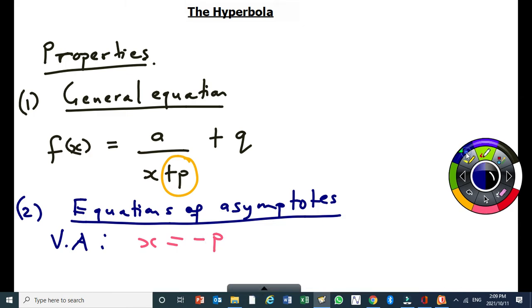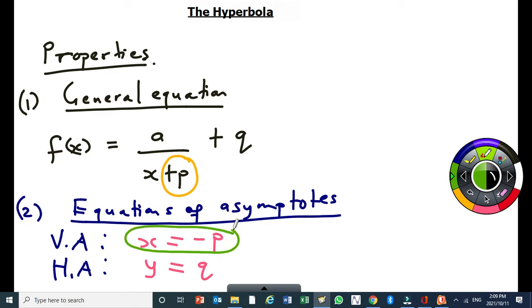Okay? Last year, it was x equals 0 because the y-axis was an asymptote. In grade 11, it's no longer x equals 0 because of horizontal shift. So the horizontal asymptote, its equation is still the same as last year. It's y equals q. It hasn't changed. The only one that you need to be very careful of is this. It was x equals 0 last year. Now it's no longer x equals 0 because of horizontal shift.